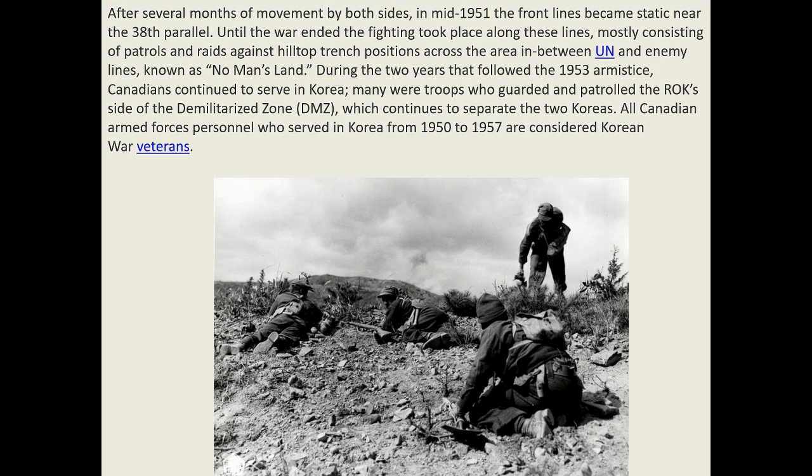During the 2 years that followed the 1953 armistice, Canadians continued to serve in Korea. Many were troops who guarded and patrolled the ROK side of the Demilitarized Zone, DMZ, which continues to separate the two Koreas. All Canadian Armed Forces personnel who served in Korea from 1950 to 1957 are considered Korean War veterans.